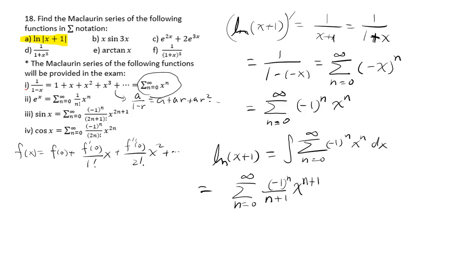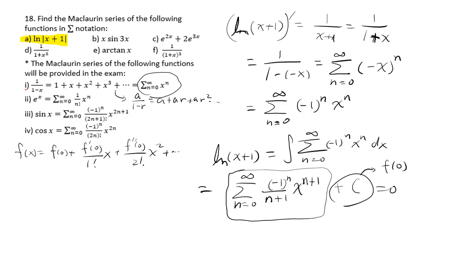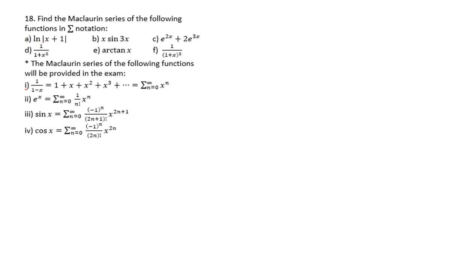Now there's just one more thing you should do. There's a plus C, the constant term, and C will be the same as f of 0. But what is f of 0? Log of x plus 1, when you plug in 0, is log of 1, which is 0, so C equals 0 and you only have this much. So this will be the answer. Okay, next question.